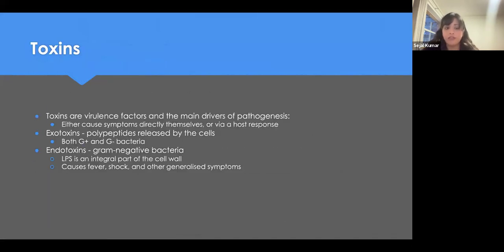So toxins are very important. Toxins are factors which drive pathogenesis and infection. They can cause the symptoms of infection directly themselves or through a host response. There's two types, endotoxins and exotoxins. Exotoxins are polypeptides released by cells. These are formed by both gram-positive and gram-negative bacteria, and then endotoxins are from gram-negative bacteria. Yeah, so we'll talk a little bit more about them.